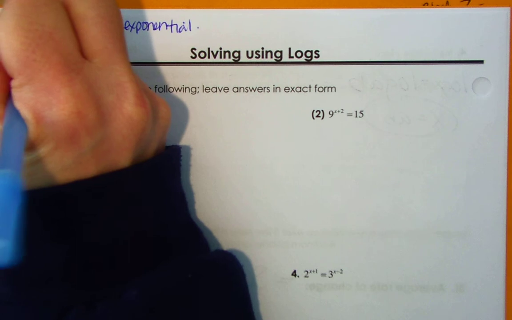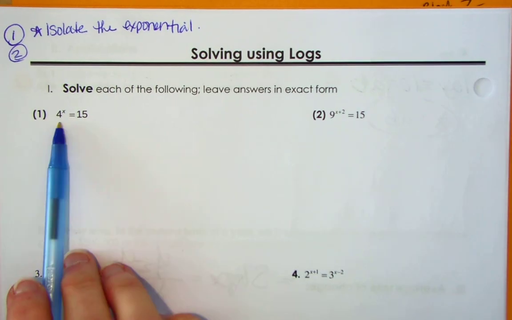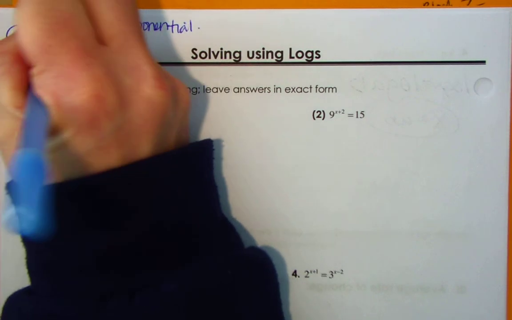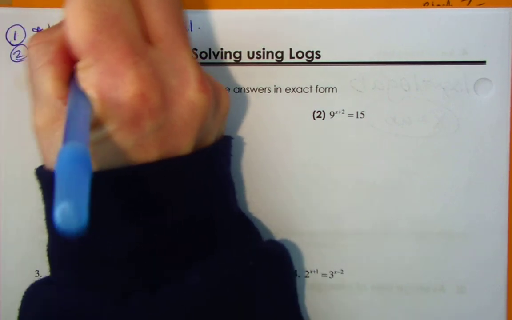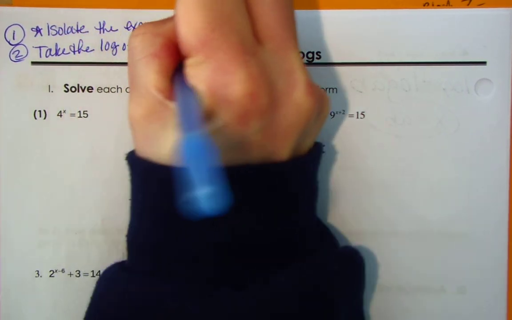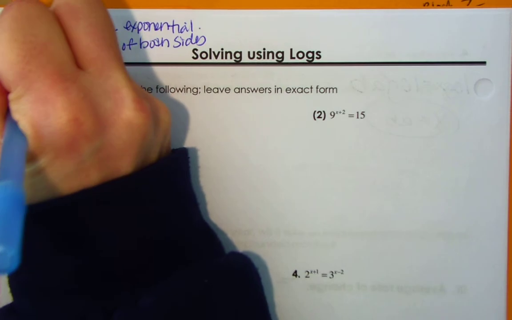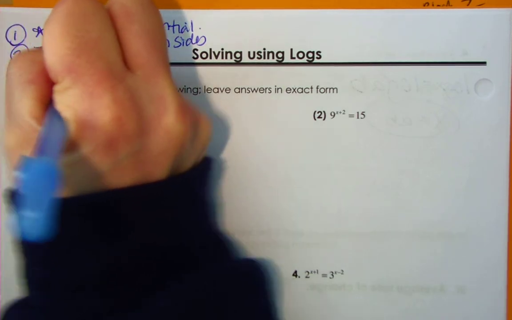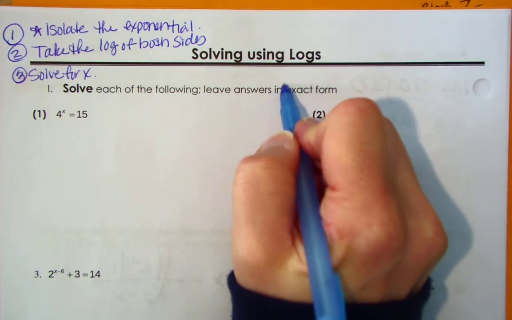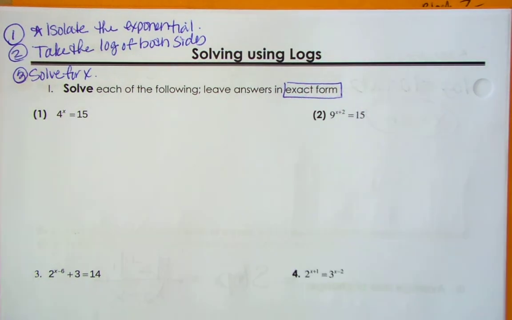Step 2. Once we do that, so in question number 1, the exponential part is isolated. Then we take the log of both sides. And 3, we're going to solve for x. Now the answers have to be in exact form, which just means in terms of your log or natural log. So let's start with number 1.